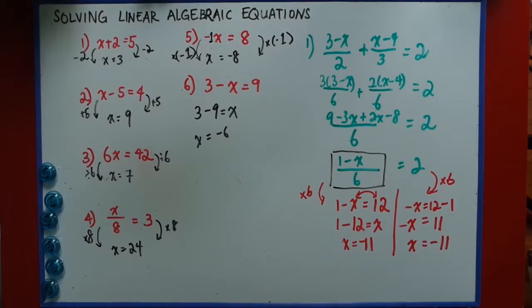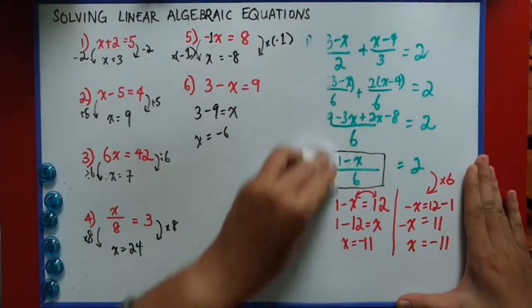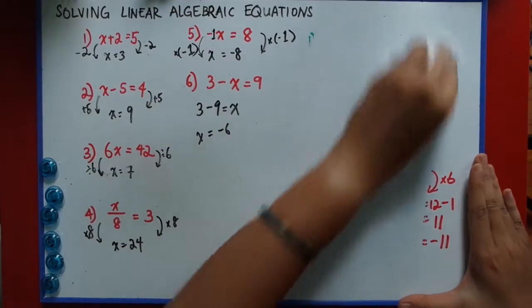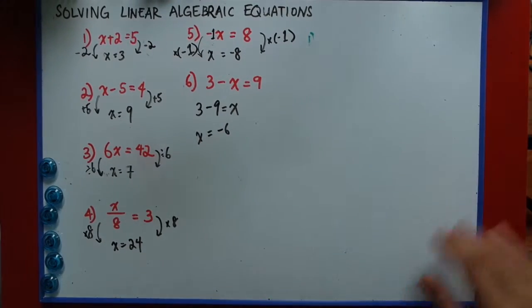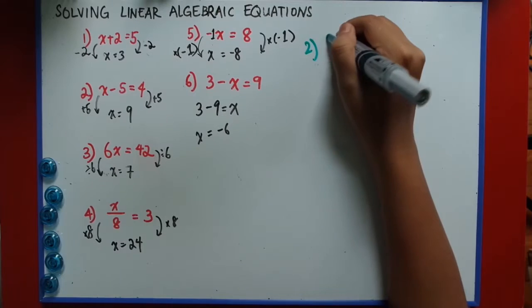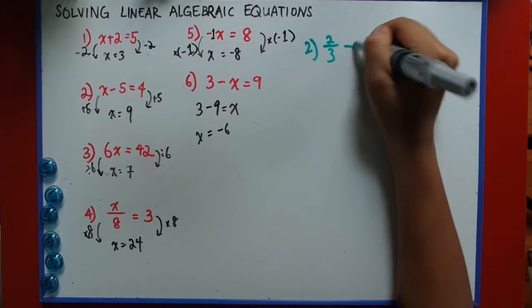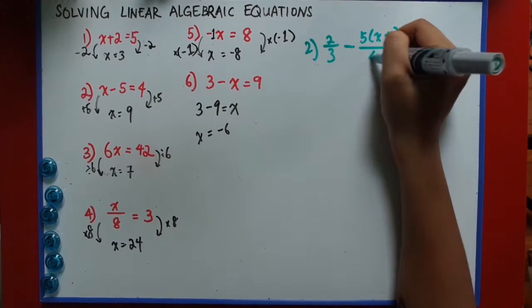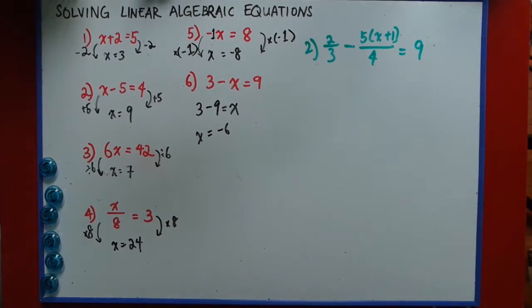Okay, now we'll do the next question. Just one more. So equations are pretty much not too difficult. If you are good at simplifying expressions, then equations shouldn't be too difficult. It's a little bit like an extension of expressions. Okay, so for the next question, I have this one for you. Number 2 would be 2/3 minus 5 bracket x plus 1 close bracket over 4 equals 9.